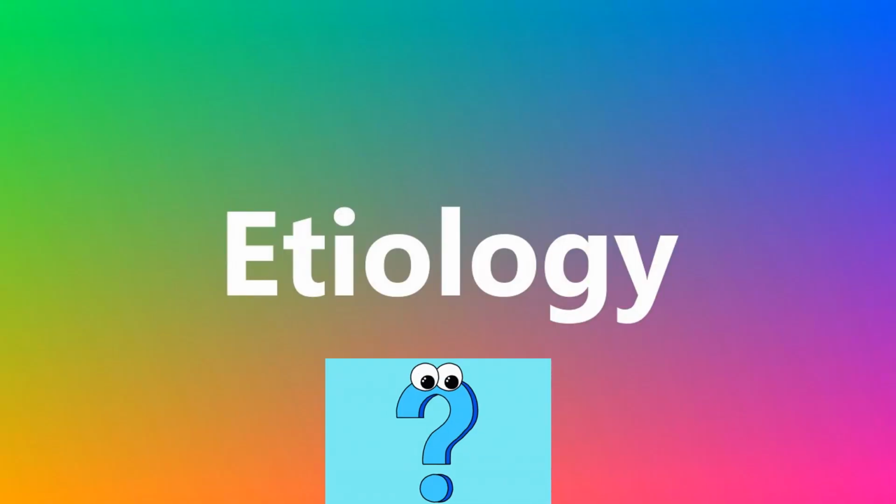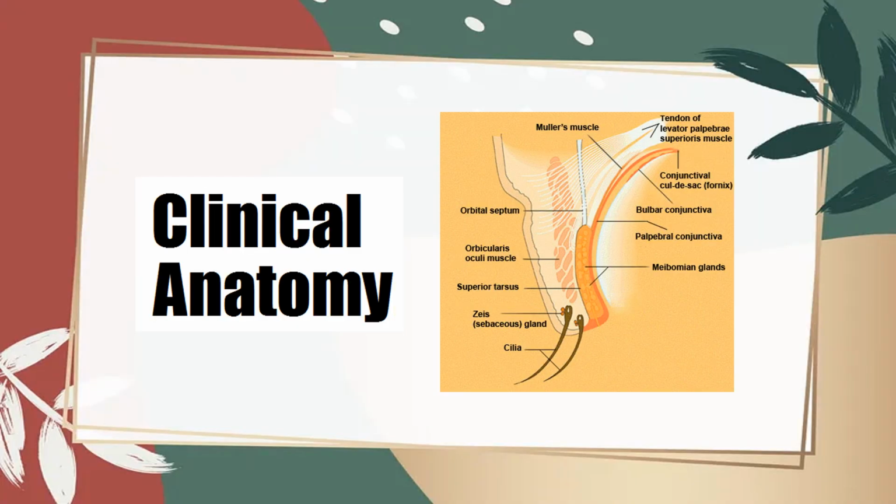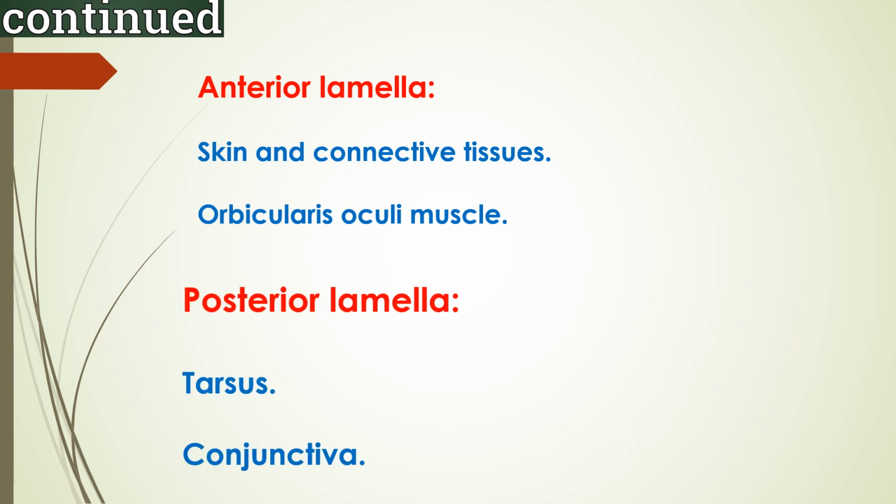As concerns the etiology of entropion, if we go back to basics, the eyelid functionally is divided into the anterior lamella, including the skin and connective tissue and the orbicularis oculi muscle, and the posterior lamella, including the tarsus and the conjunctiva.